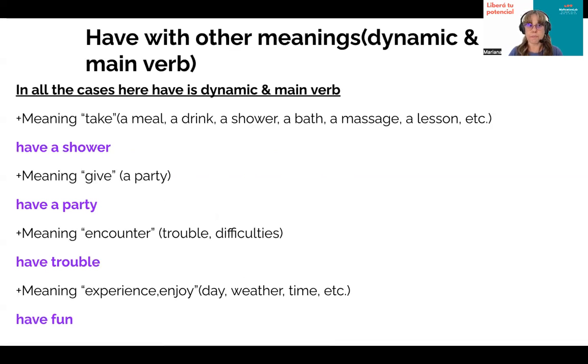Then have, in the dynamic, here are more examples, as we mentioned before: have a shower, have a party, have a trip, have fun. These are dynamic uses of have as a main verb.